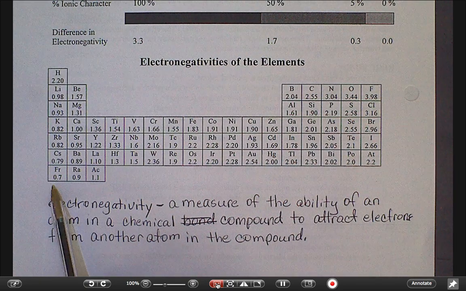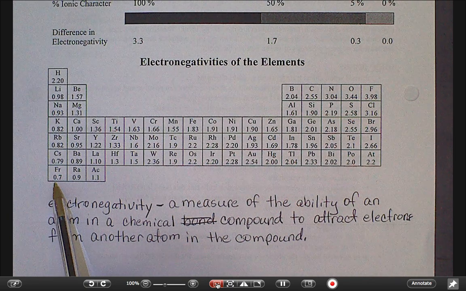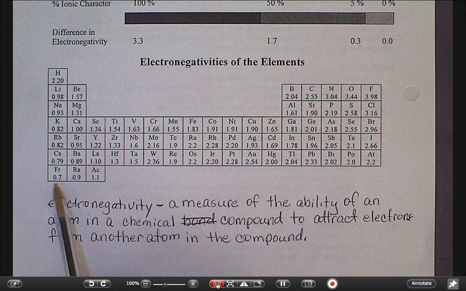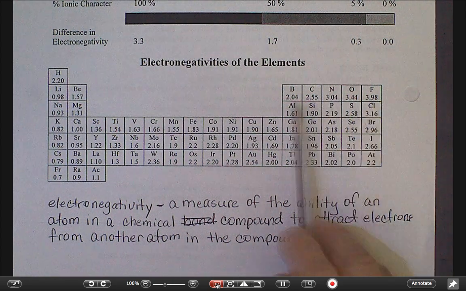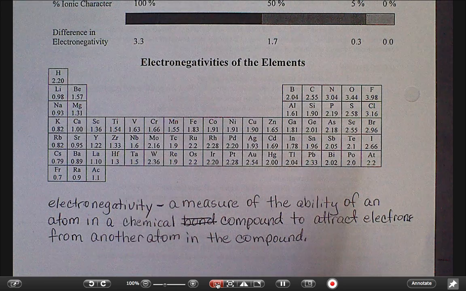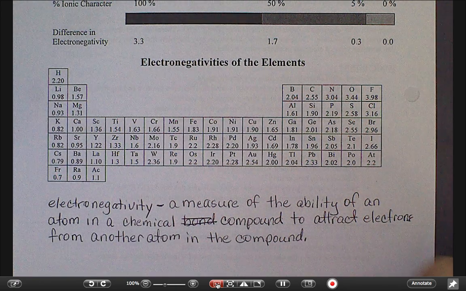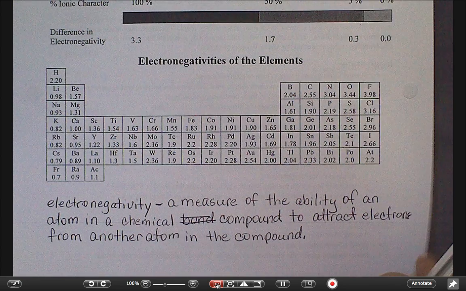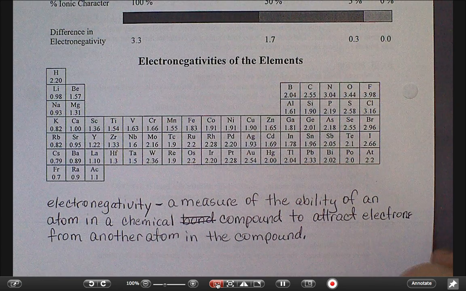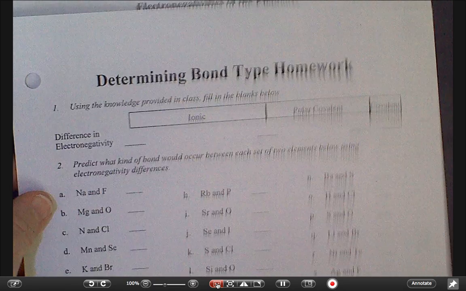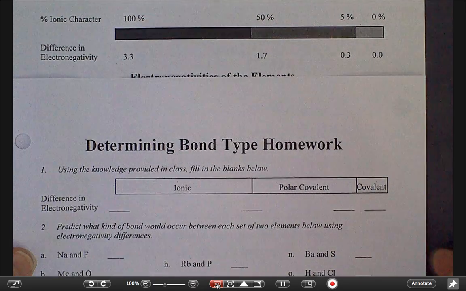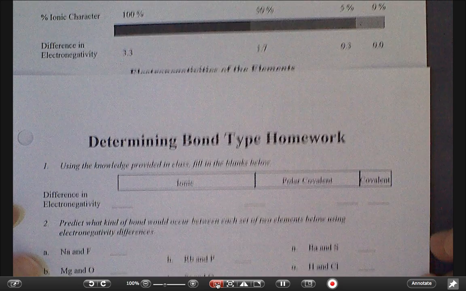Down here, francium was the least. Okay. On this table, you see that it has all of your electronegativity values posted here. This is why I kept it separate and didn't staple it, kids. We are going to use this table to function on your assignment.